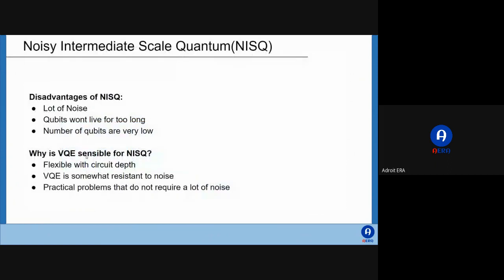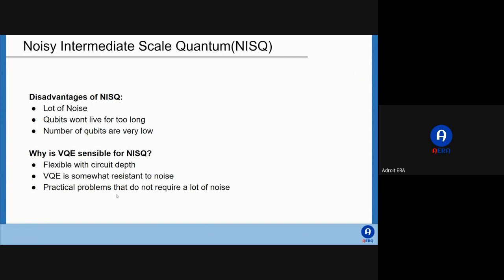So why is VQE sensible for NISQ? Like I said, we have a lot of disadvantages, but why are we using VQE even though we have a lot of noise? Because VQE is somewhat resistant to noise compared to other algorithms like QPE, quantum phase estimation. It does not take complete noise into consideration. It works fine with noise. Even though the quantum computer has noise, it works fine.